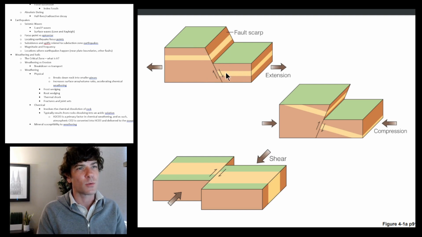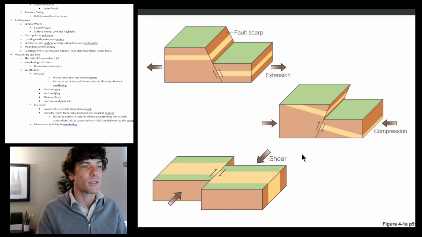A normal fault is one where the hanging wall is moving downward. A reverse fault or a thrust fault is one where the hanging wall is moving up over the other material. And then we have, of course, these strike-slip faults where material is just moving past one another. All three of these fault types are capable of producing earthquakes, and they do.